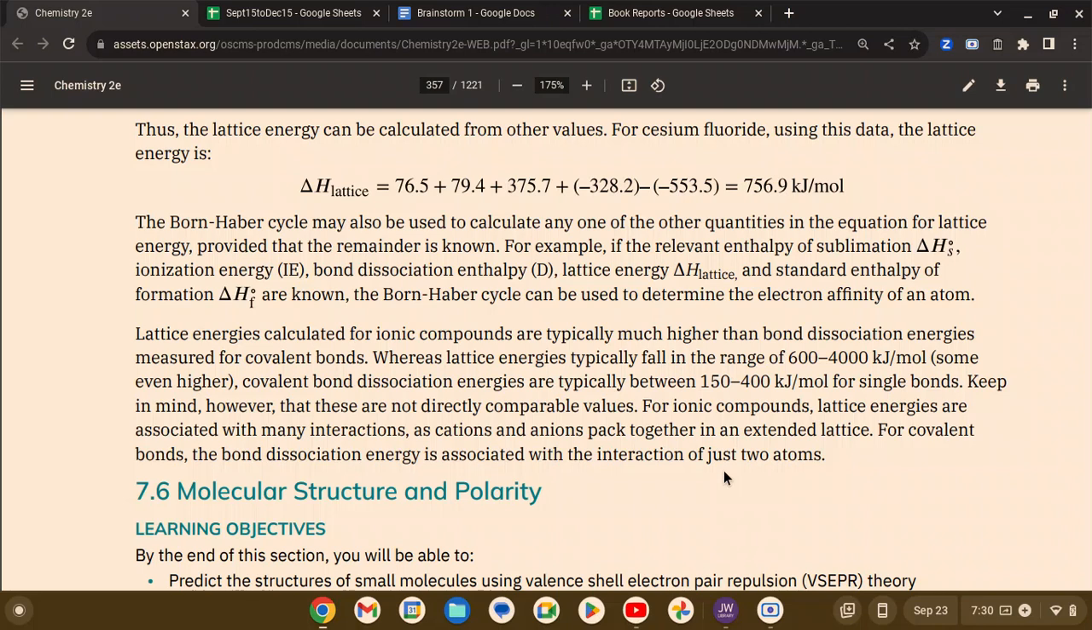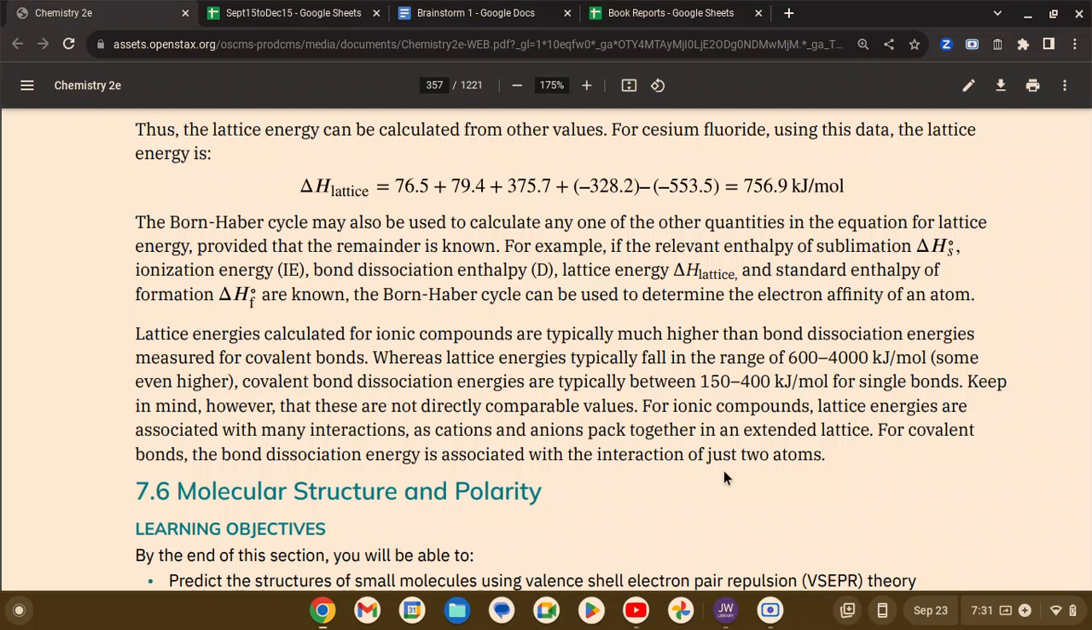For example, if the relevant enthalpy of sublimation, delta HS, ionization energy, bond dissociation enthalpy, lattice energy, and then standard enthalpy of formation are known, the Born-Haber cycle can be used to determine the electron affinity of an atom. Lattice energies calculated for ionic compounds are typically much higher than bond dissociation energies measured for covalent bonds. Whereas lattice energies typically fall in the range of 600 to 4,000 kilojoules per mole, covalent bond dissociation energies are typically between 150 to 400 kilojoules per mole for single bonds.